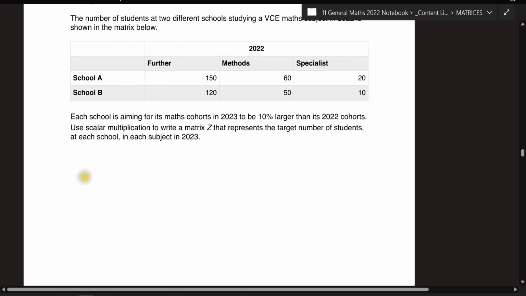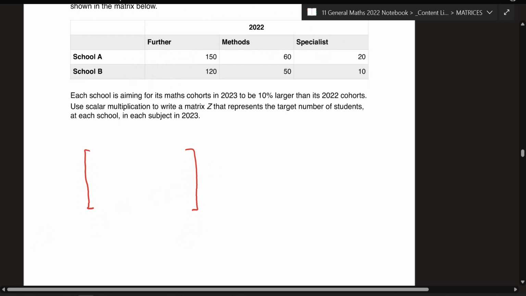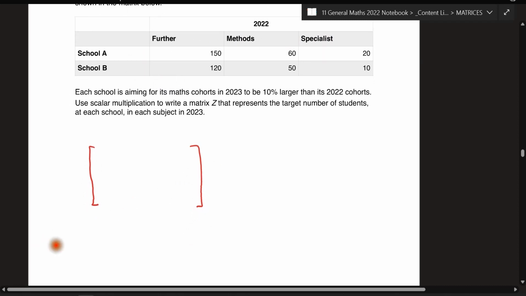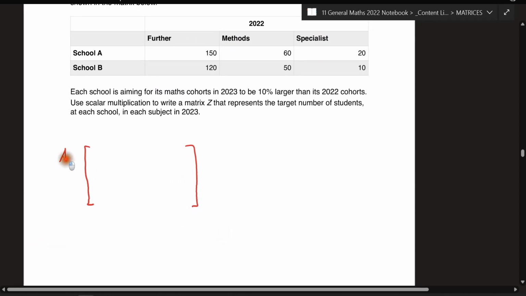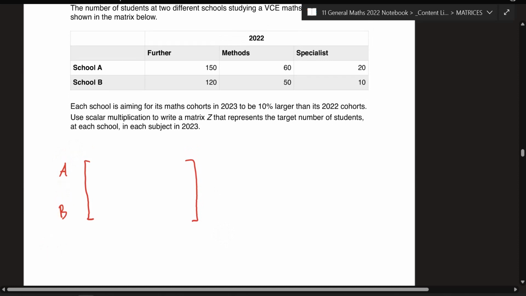Okay, so let's make that first. We're not going to name it, but let's write our 2 by 3. Let's label the sides though. So let's label the rows, school A and school B. And we'll label the columns. So that's further maths, that's methods, that's specialist.